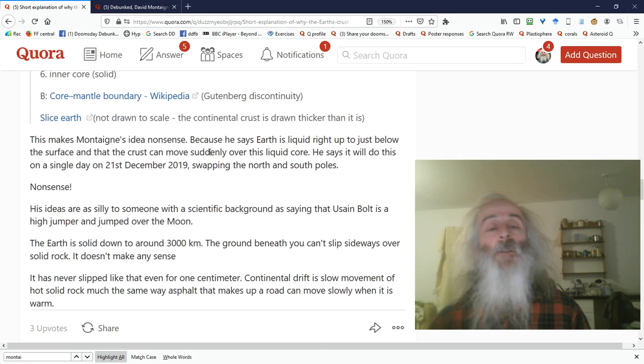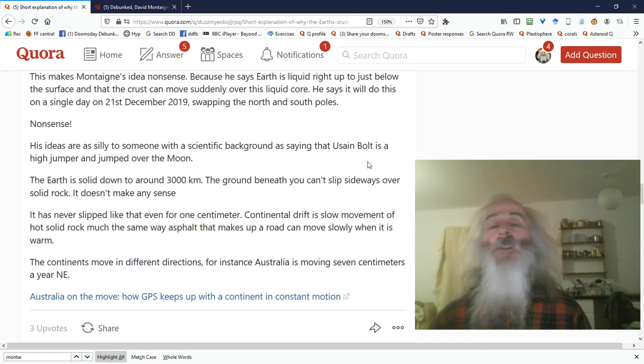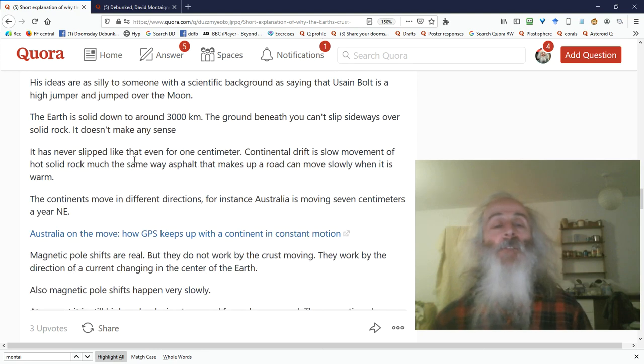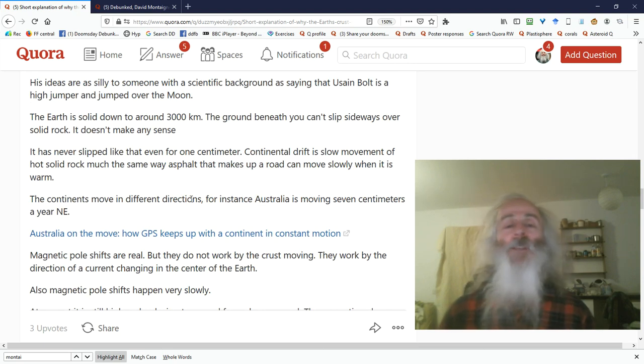So this means that his idea is total nonsense. His idea is as silly, if you have a scientific background, as saying that Usain Bolt is a high jumper and jumped over the moon. It just doesn't make sense. And it's never slipped. The Earth has never slipped. It's a bit like going out and standing on the road outside your house and just waiting for the road to move. It's never going to happen. You want to go into the village or the shops or something, you just stand on the road and wait for it to move.